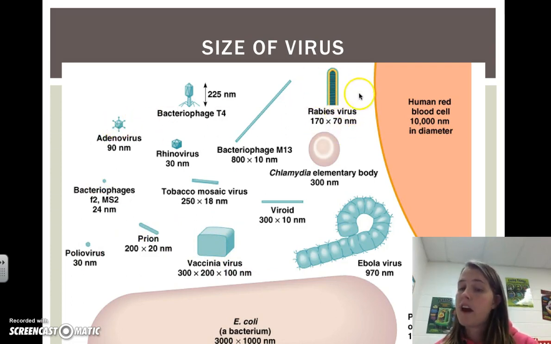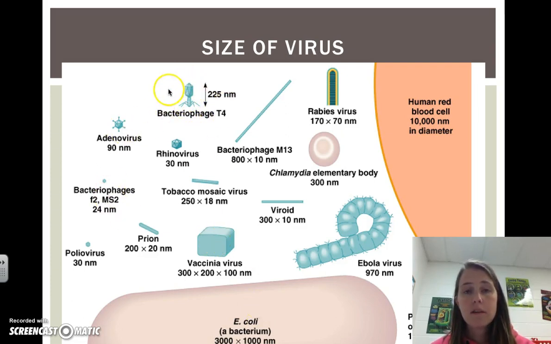You get the rabies virus. This is what we inoculate our dogs and cats against, rabies. Ebola, so the thing that makes everyone sick. The Tabasco mosaic virus. Different bacteriophages, the polio virus, chlamydia, lots of different types of viruses, and look at how small they are by comparison.